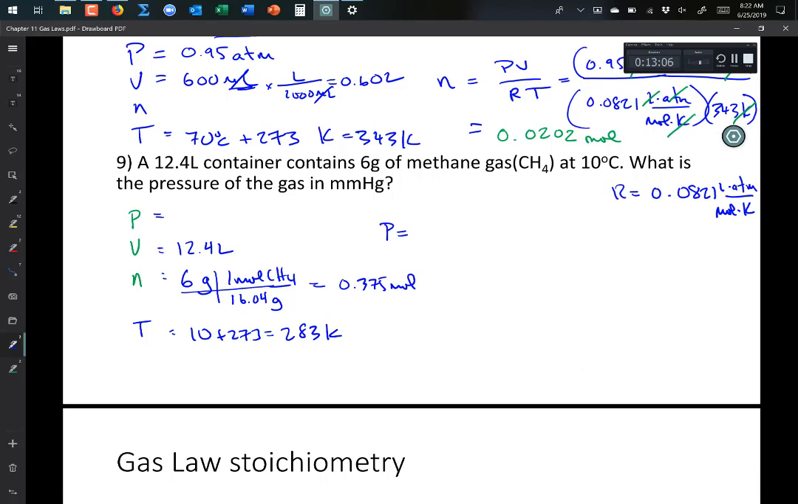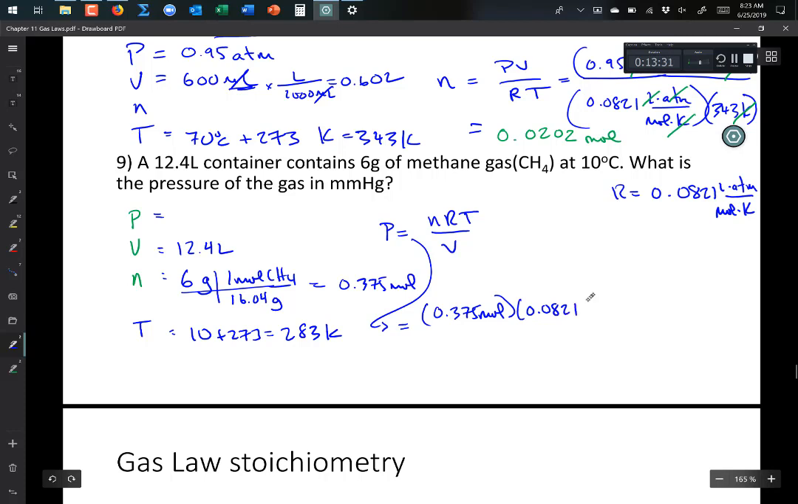So, what is it? nRT over V, right? And so I'm going to plug in. This is down here. I'm just too lazy. I could have written P easier than that, but whatever. 0.375 moles times 0.0821 liters times atmospheres per mole times Kelvin.